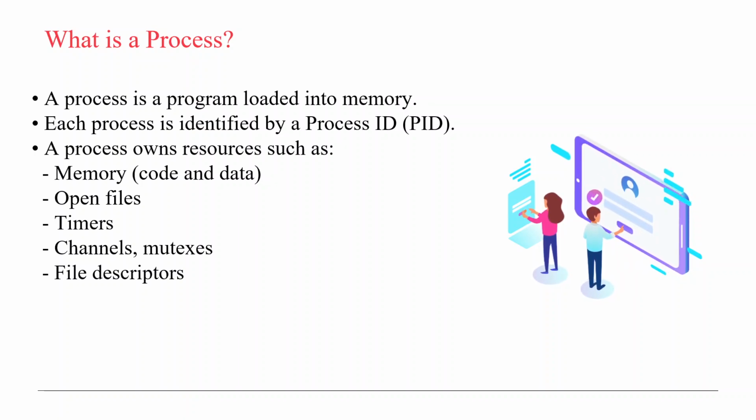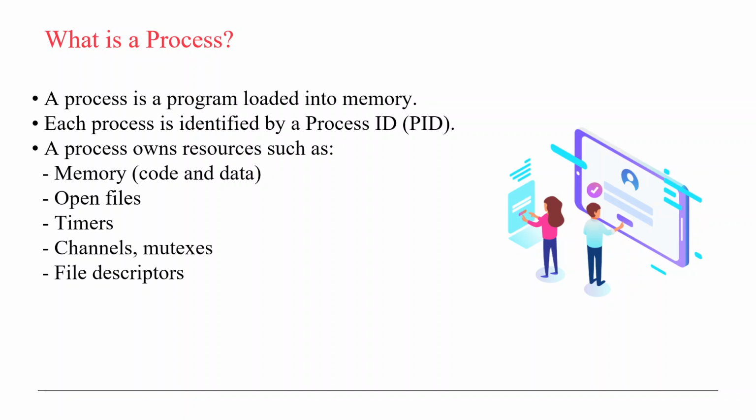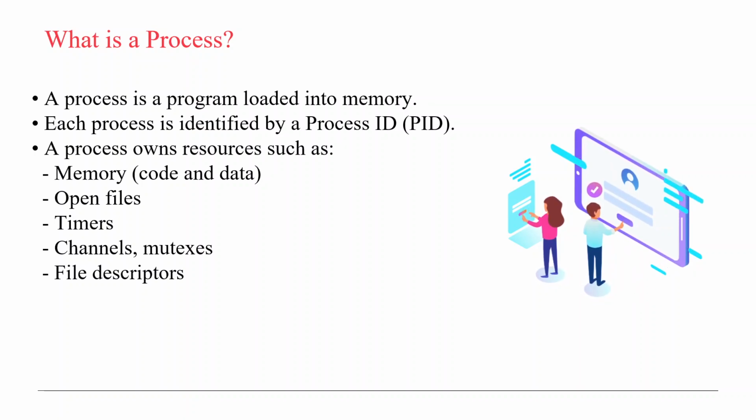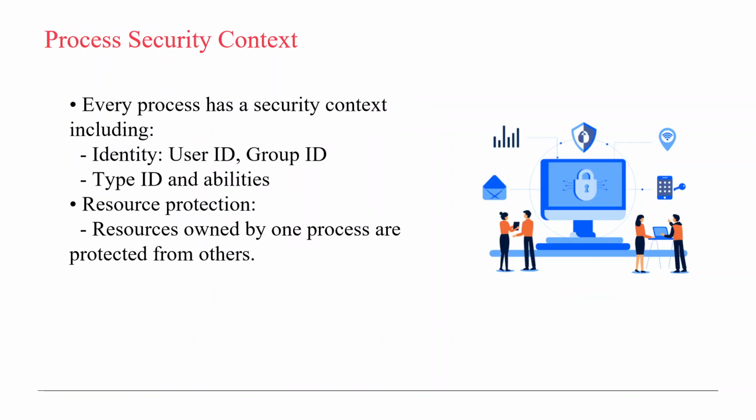What do you mean by a process? A process is nothing but a program loaded into memory. Each process is identified by the process ID, simply called the PID. A process owns its resources, such as memory, where the code and data are stored, and open files, timers, channels, mutexes, and file descriptors.